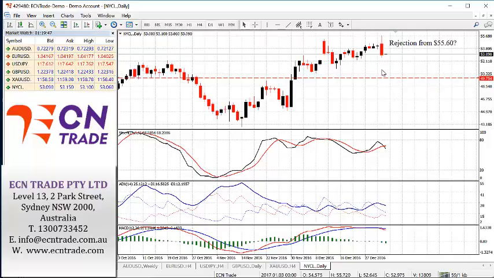Let's see how it plays out in the next 24 hours. And if this is a true negative signal by the bearish outside range day, then I do expect to see further weakness.